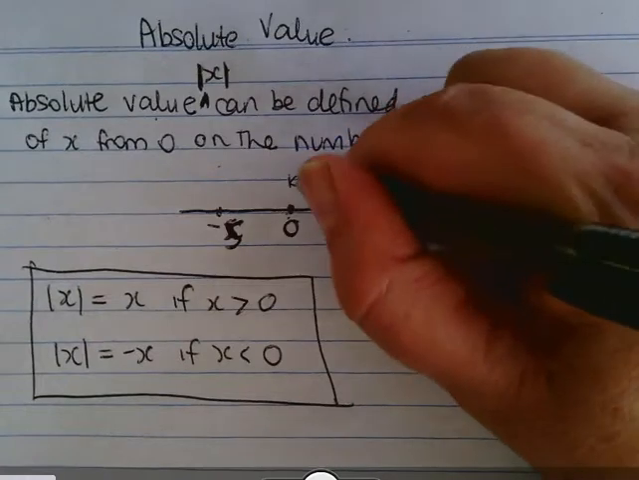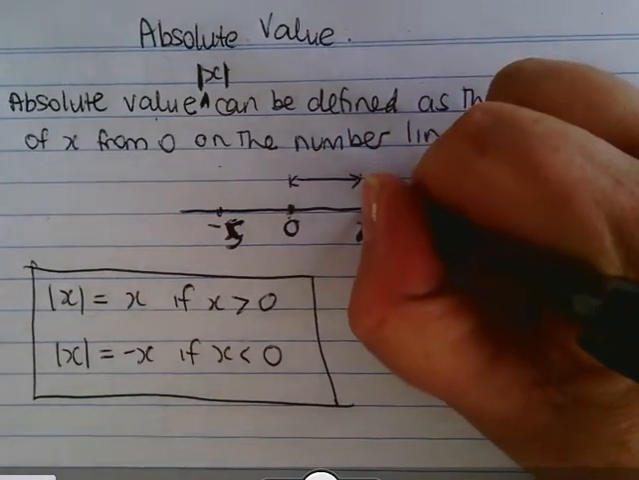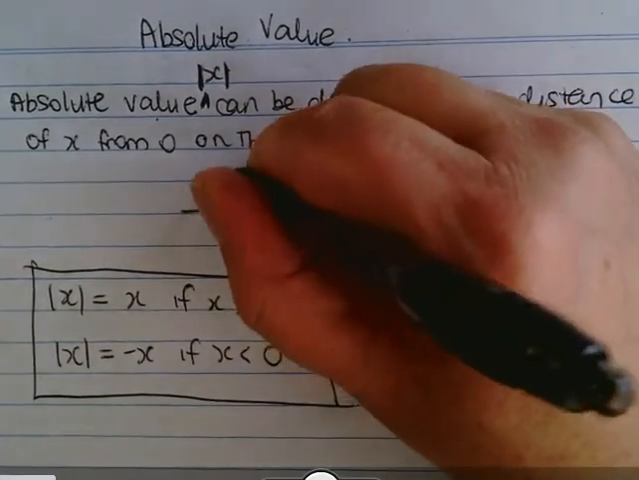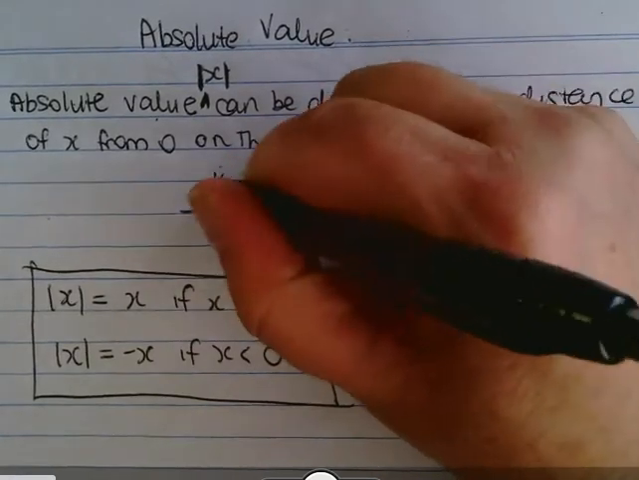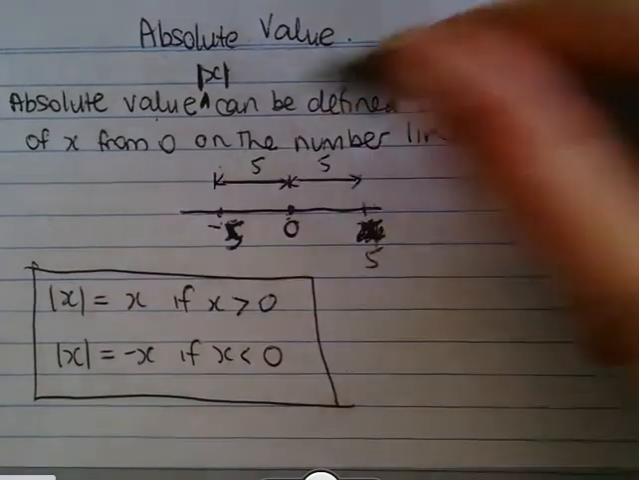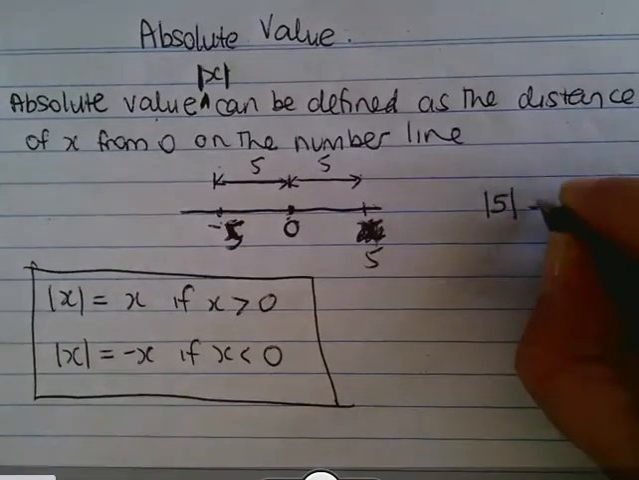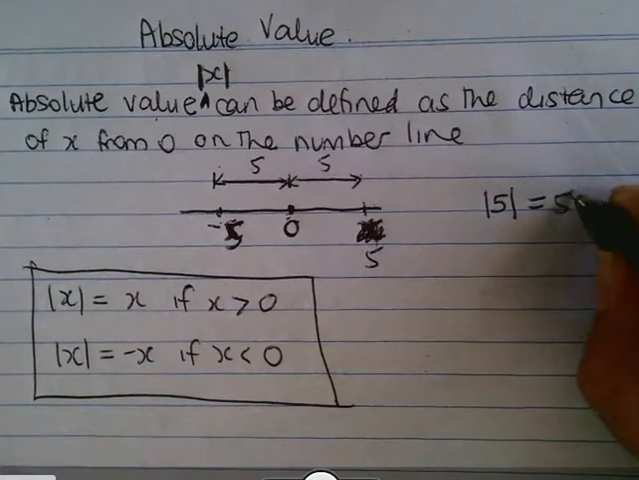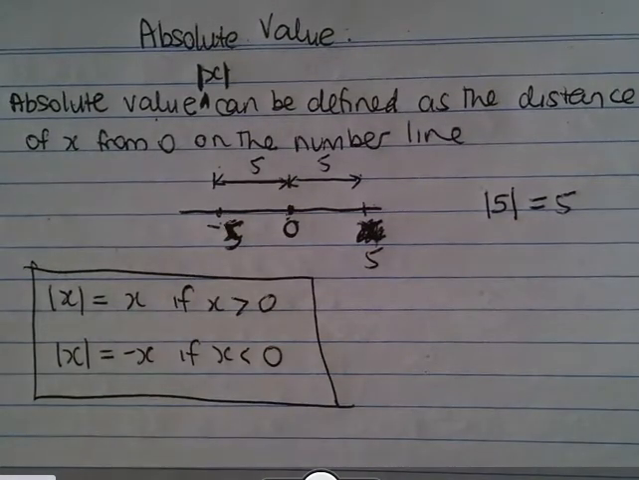Anyone? What's that distance from 0 to 5 on a number line? 5, good. But what's also the distance from -5 to 5 on a number line? How many jumps? It's 5. So I can say that the absolute value of 5 is 5, because absolute value is defined as the distance from your point to the origin, like to 0 on the number line.